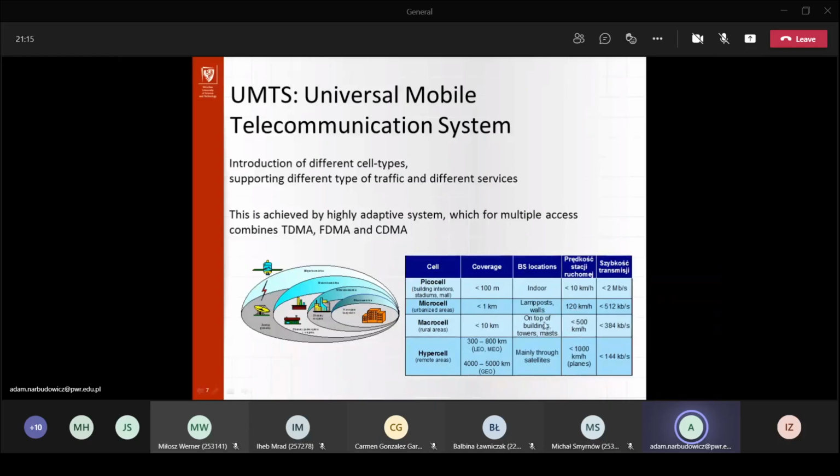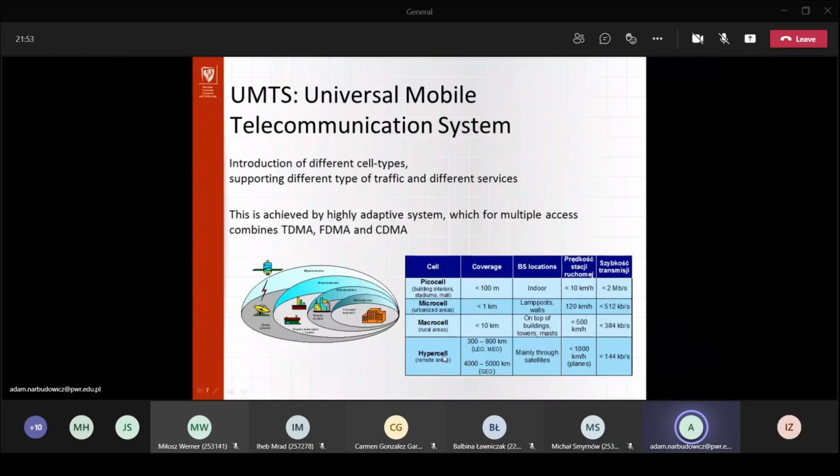Then we have the macrocells. Again, the acceptable speed for the base station is further increased. The required transmission... Sorry. Actually, I just now noticed this is in Polish. Sorry about that. So basically, this column states the speed of the mobile station, whereas the last one is the speed of the transmission of the link.